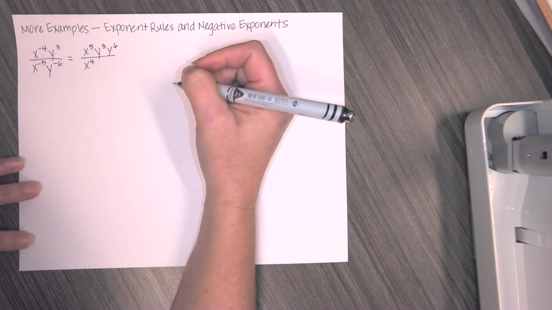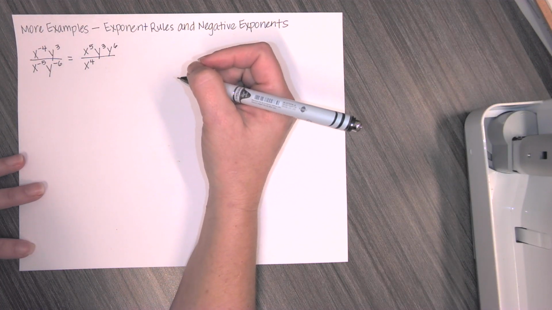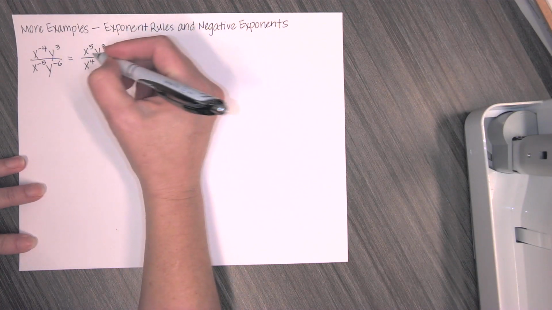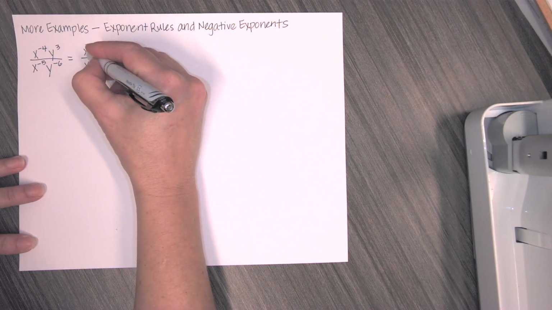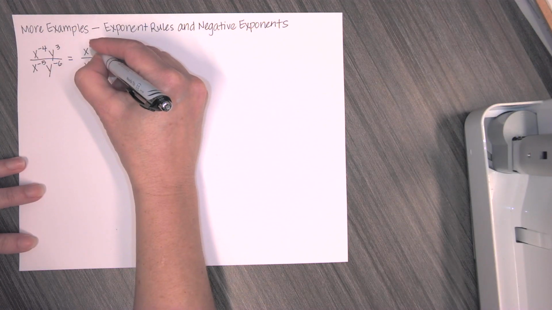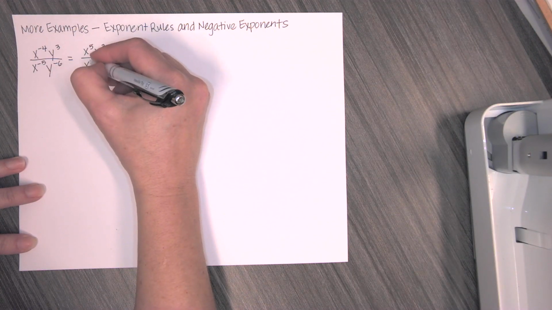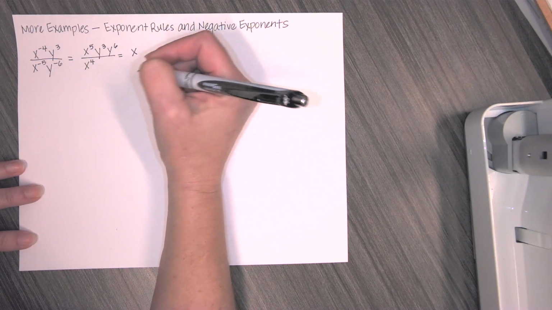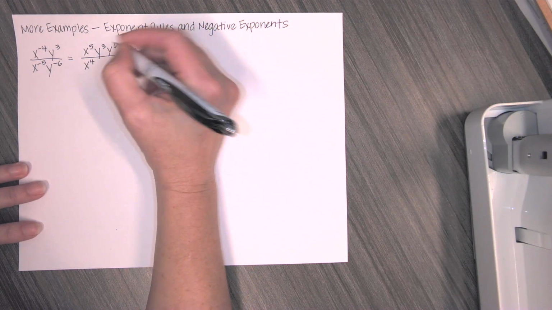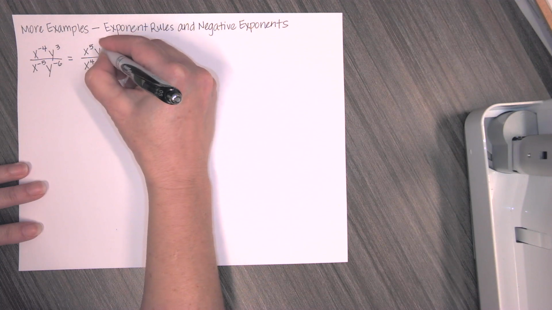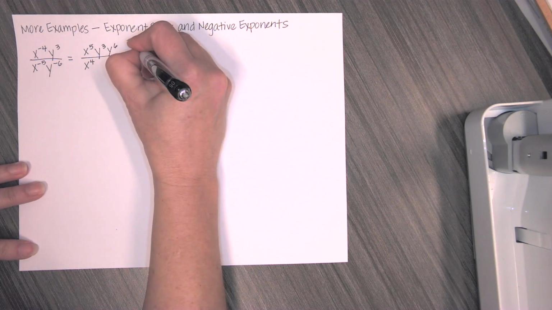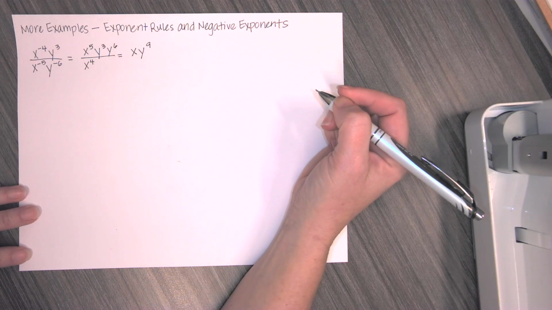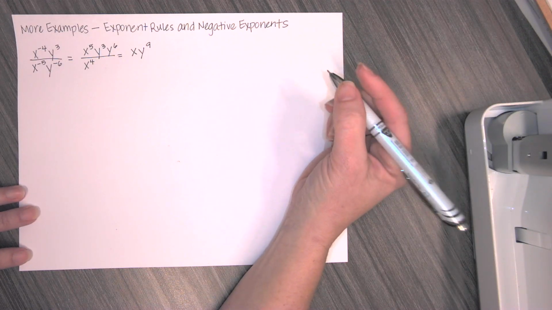Well, now everything is positive, but we do have some simplifying that we can do using our exponent rules. We've got our x's that are being divided, and our division rule says to subtract your exponents. 5 minus 4 is 1. So that's going to leave just x to the first. That will be considered to be on the top. And then here, the y's are being multiplied, so we'll add those exponents and get y to the 9th. So our final answer is x, y to the 9th.